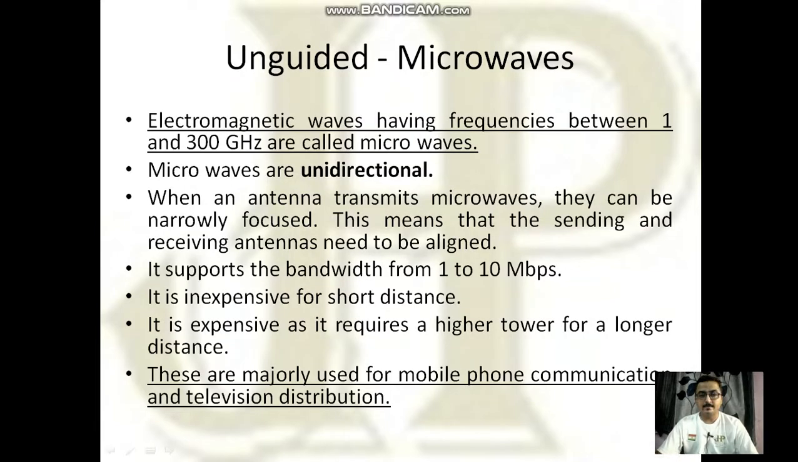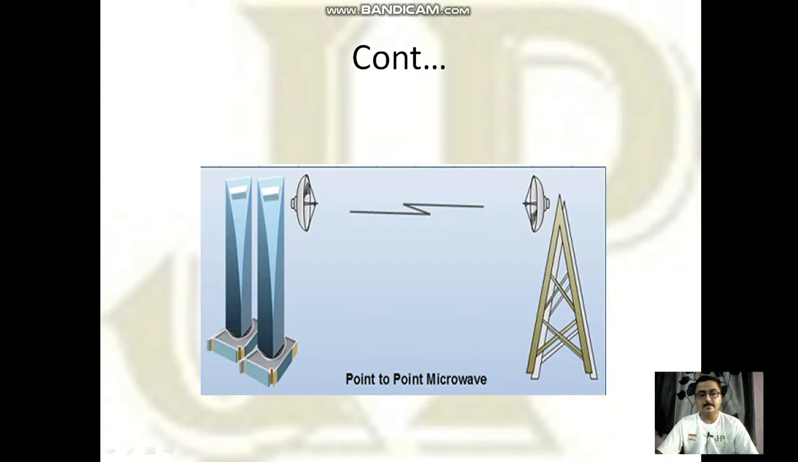Now the microwaves. Electromagnetic waves having frequencies between 1 and 300 GHz are called microwaves. And the feature is, it is unidirectional, meaning it can transmit data in a single direction. That's why sending and receiving antennas need to be aligned. Clear? These are majorly used for mobile phone communication and television distribution. Looks like this.